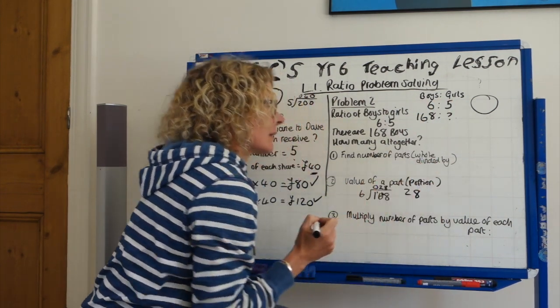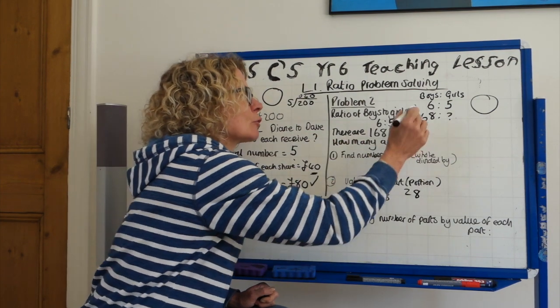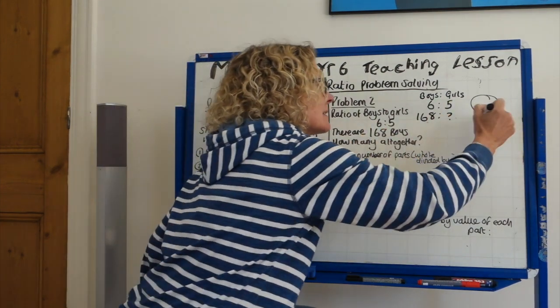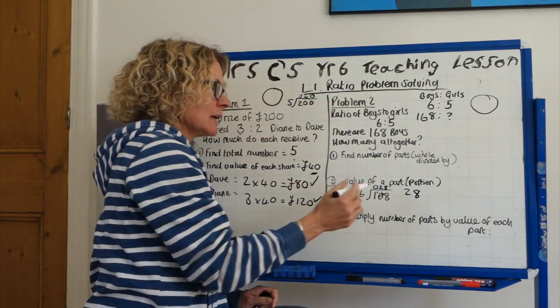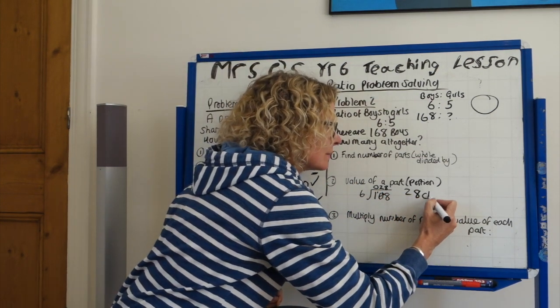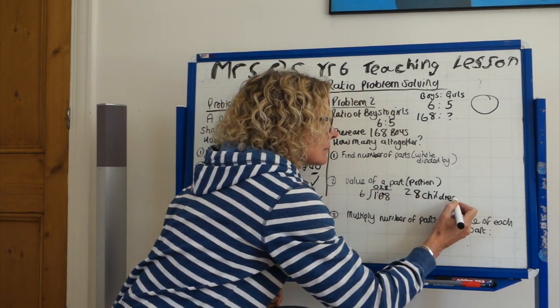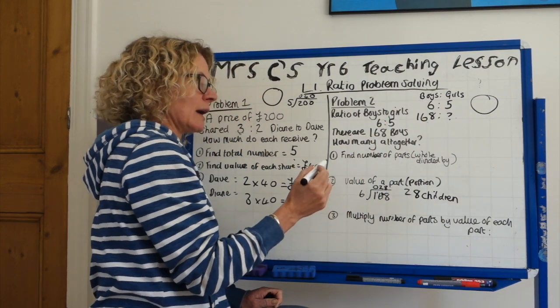We've forgotten something though, haven't we? We've got to find out how many portions there are. How many is this pie divided up into? Each portion is worth 28 children. The number of portions, 6 add 5.